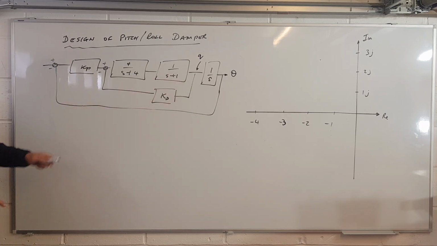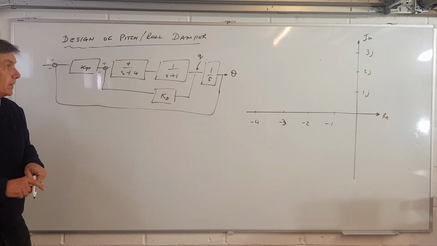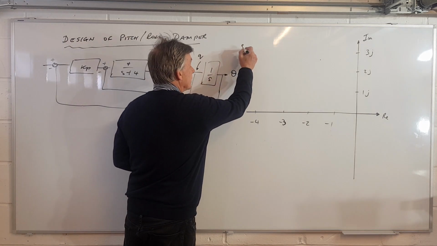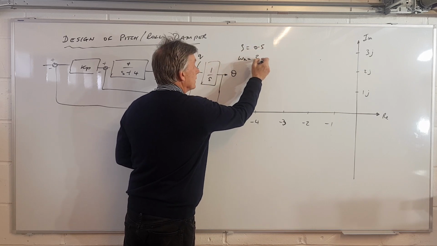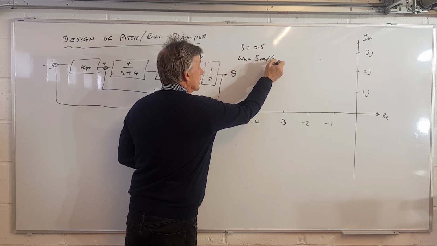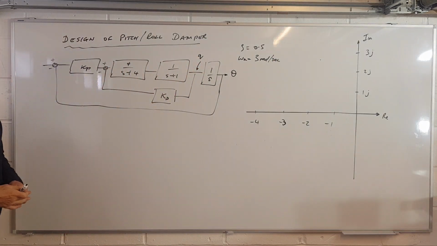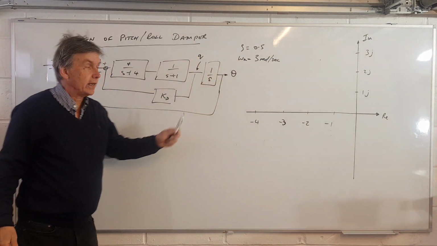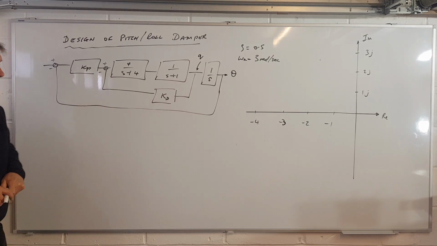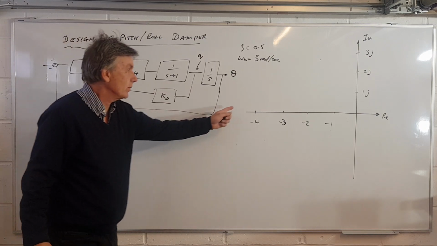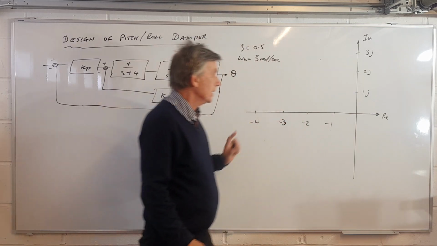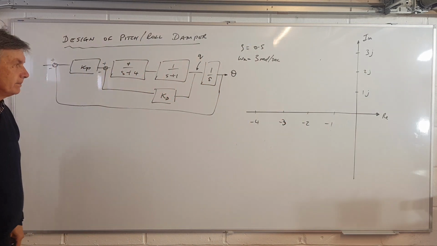And the job is to design KP and KD so as we can achieve a certain damping ratio, let's say 0.5, and a natural frequency of say 3 radians per second. So this is our design specification, and we've got to find KP and KD, and we're going to use it to do the solution. We are going to use the angle and magnitude criteria, and for that we're going to have a little plot in our real imaginary plane.